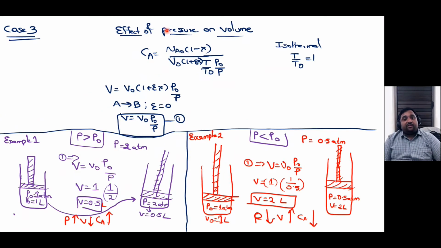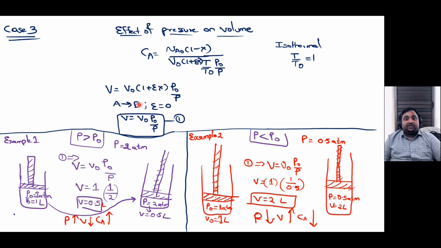In case 3, the effect of pressure on the volume. Same example, same equation. Let us assume when you see the effect of pressure, let us make the temperature constant. The isothermal temperature, T by T0 equal to 1. So if you take the denominator value, once you substitute T by T0 equal to 1, the final volume is equal to V0 into 1 plus epsilon x into P0 by P.